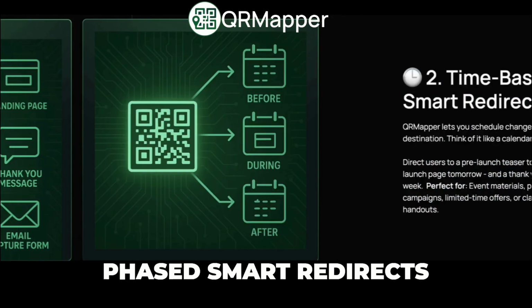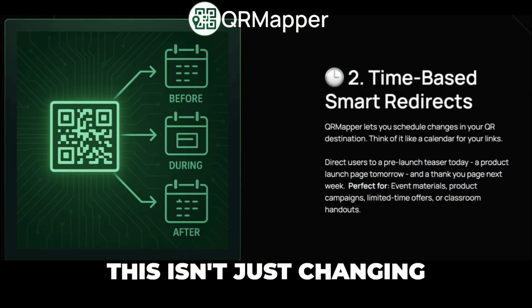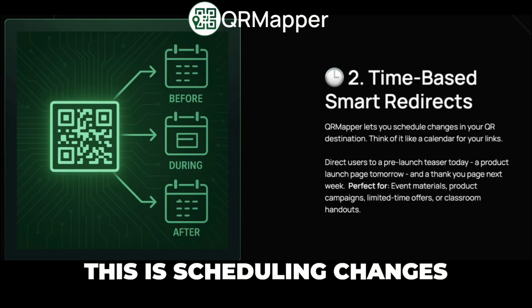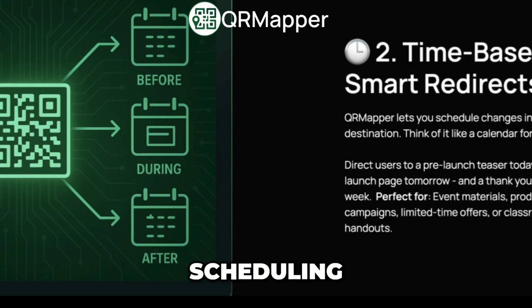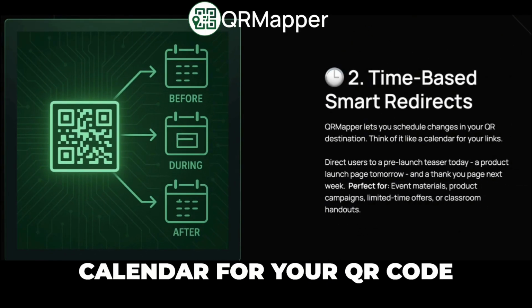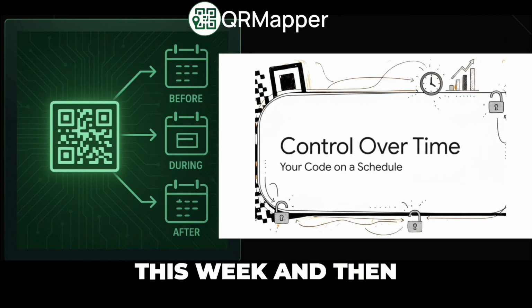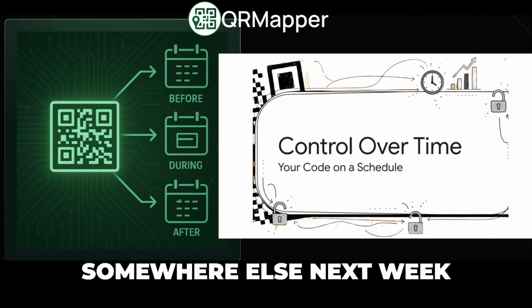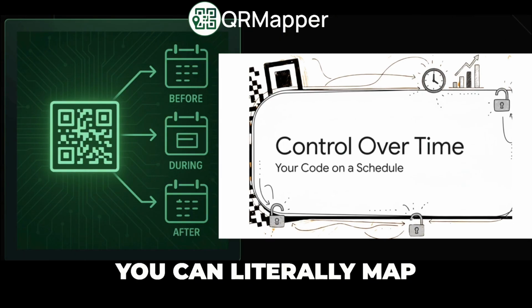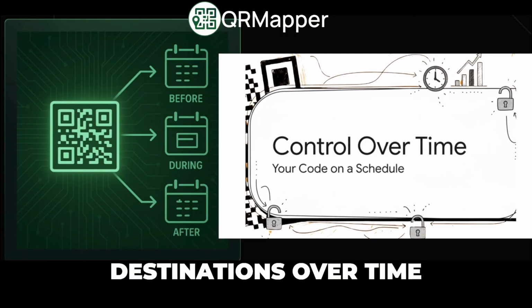So that's basic flexibility. Smart redirects. This isn't just changing a link whenever you feel like it. This is scheduling changes in advance. Scheduling. Like setting up a calendar for your QR code. So it points here this week and then automatically switches to point somewhere else next week. Precisely. You can literally map out a sequence of destinations over time.